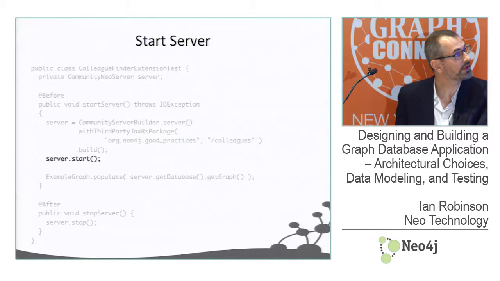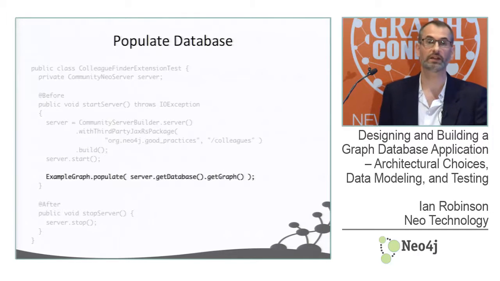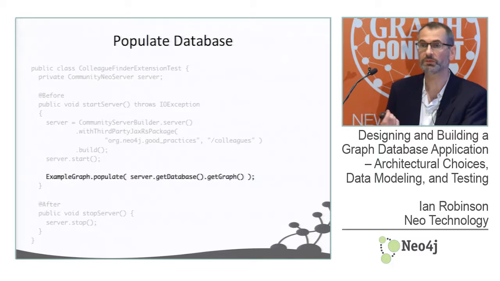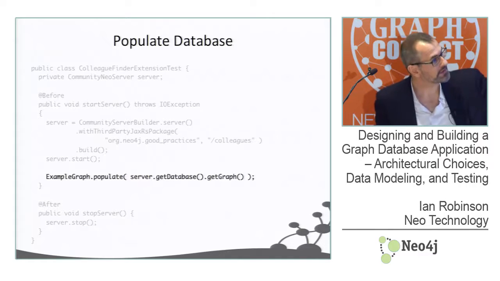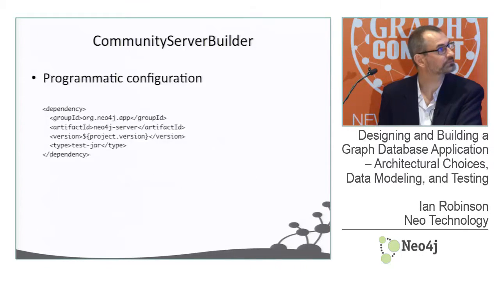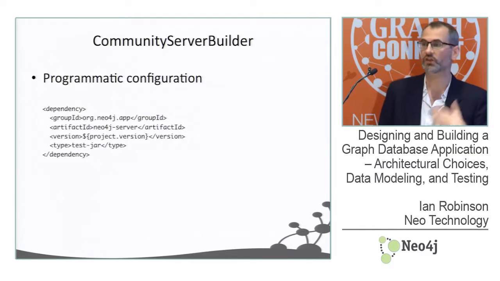I start the server, and then once the server has started, again, I can populate the embedded graph database inside of that server with some sample data. So again, I control the data. And in the teardown, once again, I stop the server and clean everything up. Right. So again, the details, if you want to get hold of the community builder, or that server builder, it's just a helper class that allows you to create servers, configure them for test purposes.